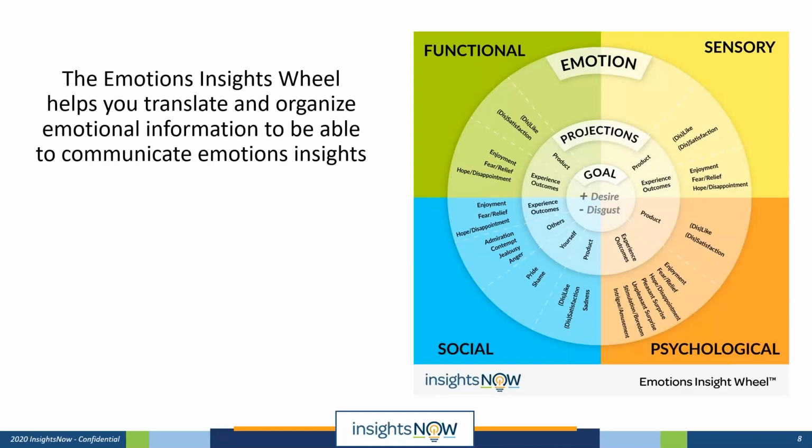So let's jump into the framework that we use. We use what's called the Emotions Insights Wheel. And this wheel is focused specifically on helping you translate and organize emotional information that you get out of innovation research to be able to communicate those insights. This is not a wheel where you're just going to go and say, what are all the emotional lexicon words? This isn't an emotional lexicon. Emotional lexicons, those are great. There's thousands of words consumers use to talk about emotions. You're going to want to have some of those at your disposal as well. But this is about translating and communicating and getting to emotion insight statements that are useful for people.